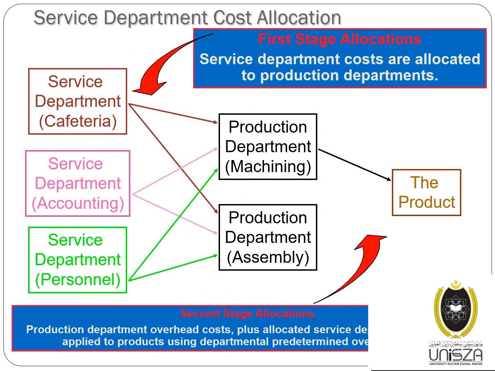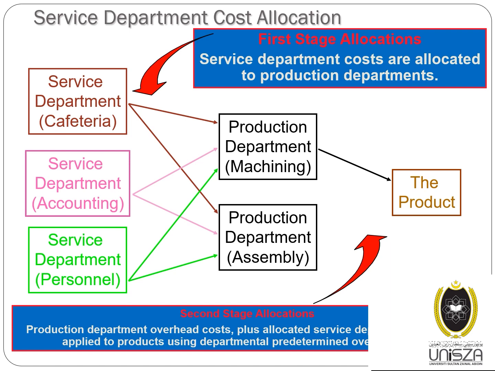So we have here three service departments, which are the cafeteria, accounting, and also personnel. We know that the service department costs are allocated to production departments, from the cafeteria, accounting, and personnel. And for the main departments, we have the production departments, machining and assembly.